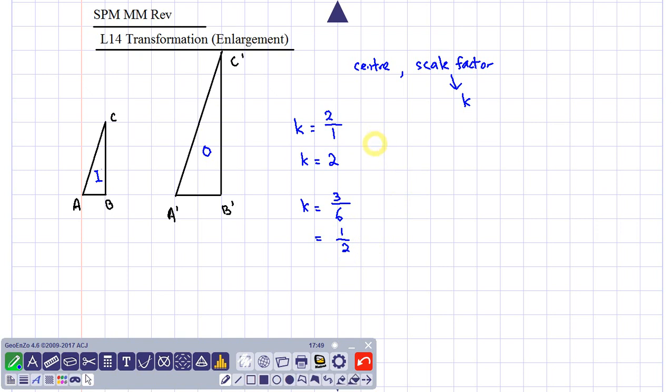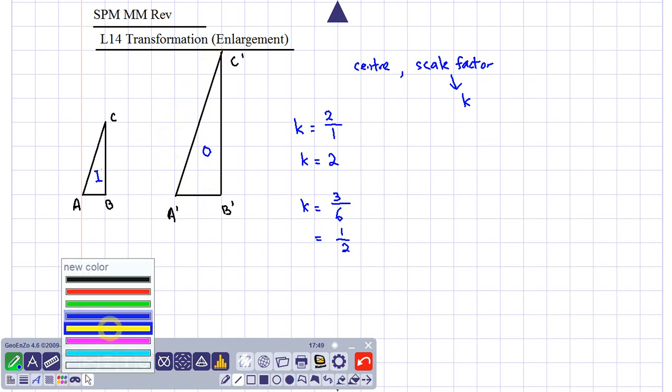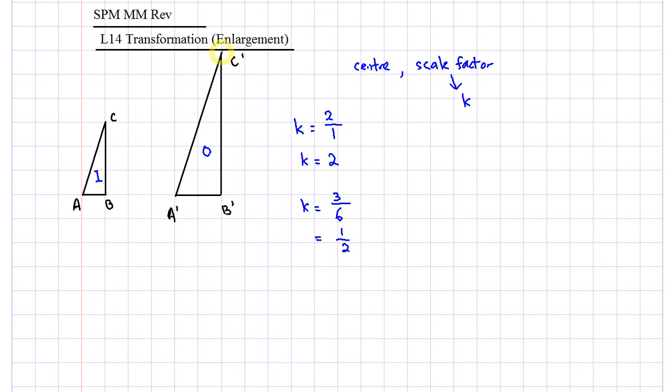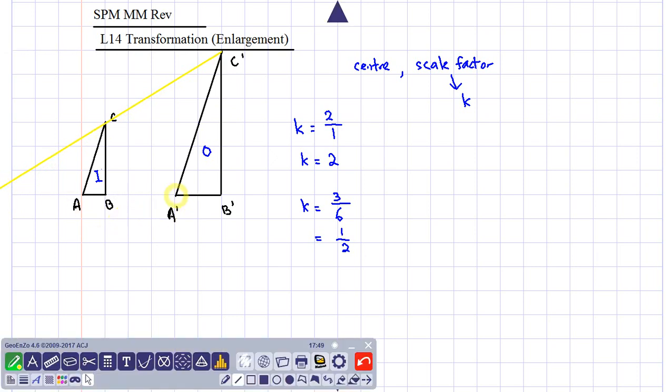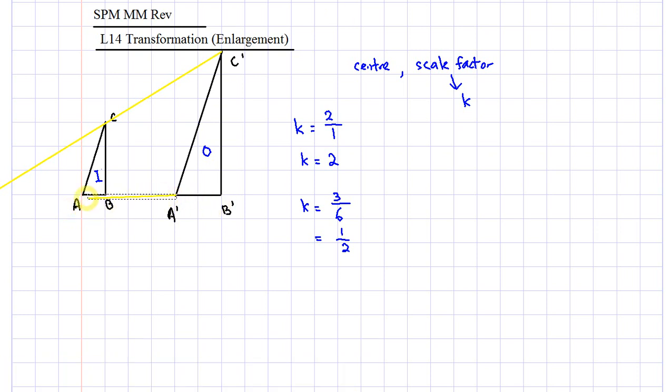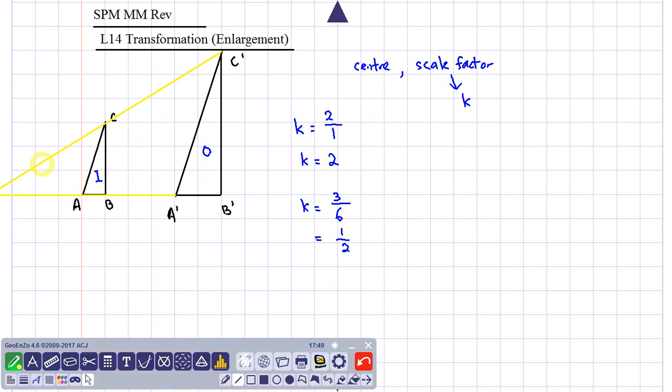Next, how to determine the center of enlargement is actually very easy. You just choose any two pairs of corresponding vertices. So in this case, I just choose C prime and C. Connect them together. And A and A prime, or B prime and B. Connect them together. The intersection point between these two straight lines is the center of the enlargement. Okay, I cannot see it. Let me draw another one.